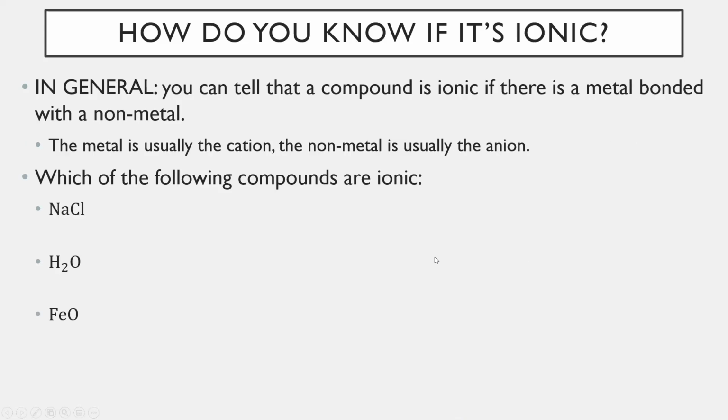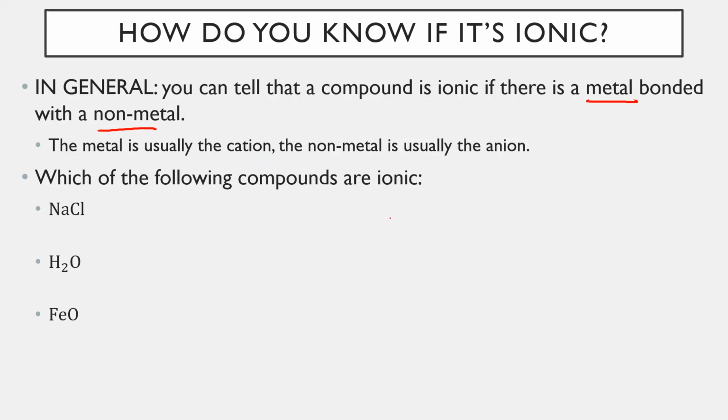Now, just as a little bit of recap, how do you know if it's ionic? If you were paying attention, you'd already have the answer to that. But here it is. In general, you can tell a compound is ionic if there is a metal bonded with a nonmetal. So a metal and a nonmetal, that makes an ionic bond. And the metal is usually the cation, the nonmetal is usually the anion. Matter of fact, I go further than usually. In this course, I think it's pretty much all the time.